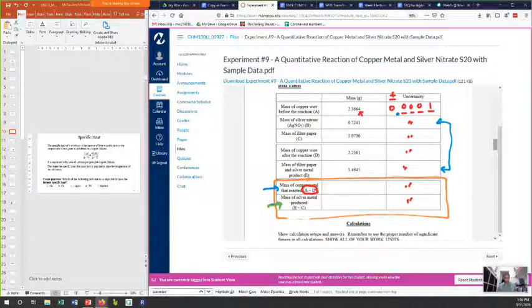Let's do it this way. That's saying take box A and subtract box D. Well, box A was the mass of copper before the reaction. Box D is the mass of copper after the reaction. So the difference in those two would be the mass of copper that reacted. So we would write down whatever that number is. I'm going to ballpark it, 1303, I think. Close enough.